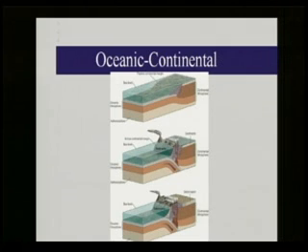Partial melting creates that magma. The magma will rise because it is less dense. It will rise on the overriding continental plate. If it breaks through the surface, we have volcanoes. If the magma cools at depth, we have batholiths, plutons.